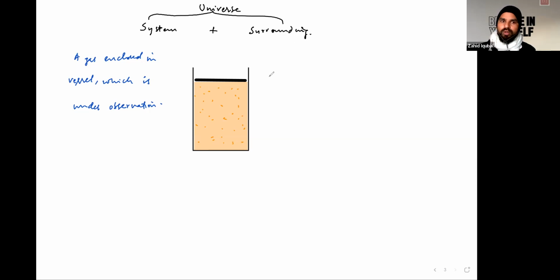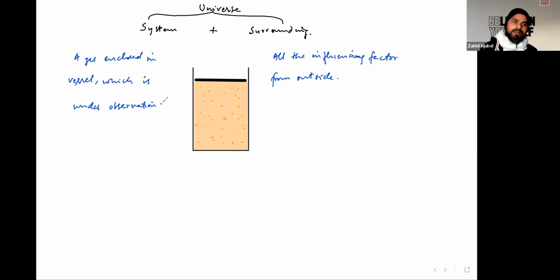So what do you mean by surrounding? All the influencing factors from outside which may change any physical quantity of the system by any means are termed as surrounding. And system and surrounding combined are termed as universe. Is it clear?